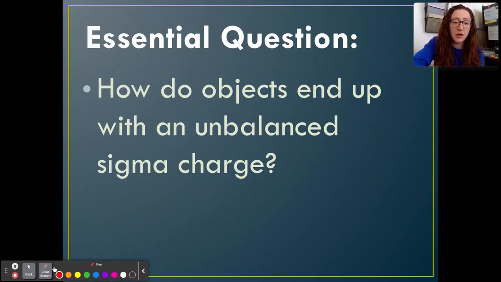I would prefer that you use the term total rather than sigma. Sigma is the symbol that we use, but it represents total. Great. So whenever you see the word sigma in your notes, you should change that to total or just know that it is total.